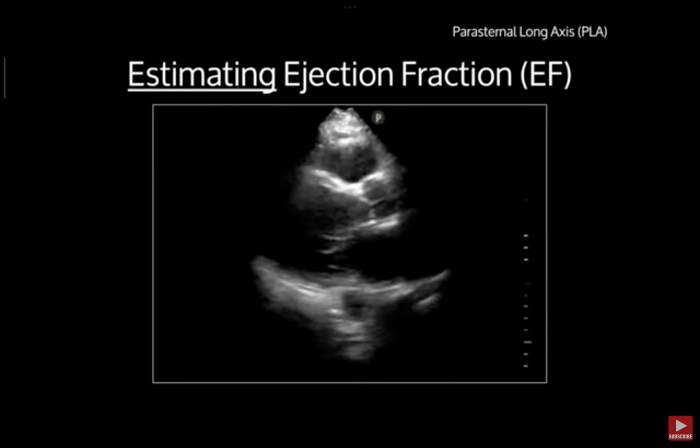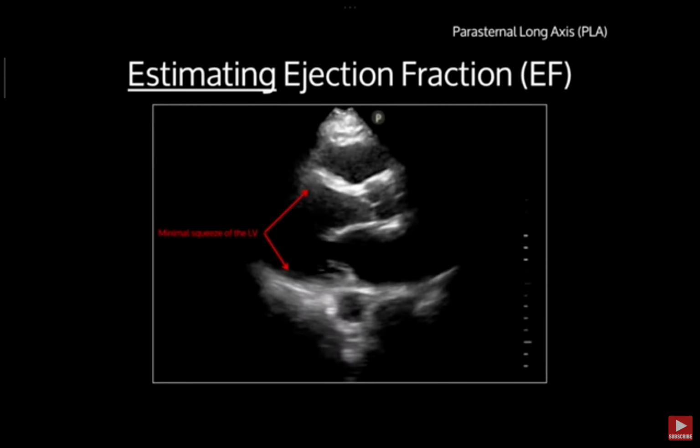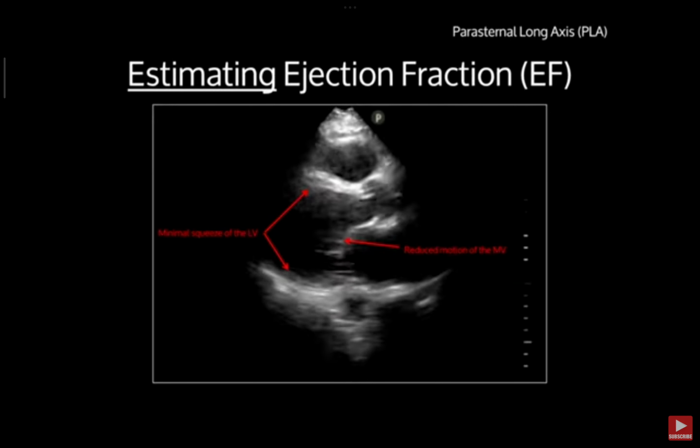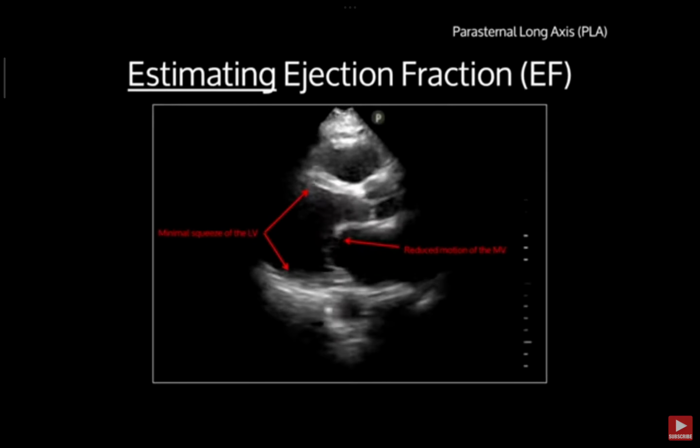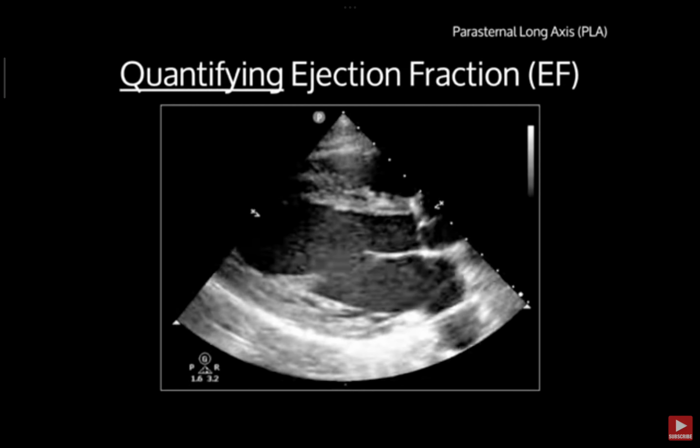In this image, there's very little motion of the mitral valve leaflets and hardly any squeeze of the ventricles at all. This is a sick heart with an ejection fraction of probably less than 30. If you want to quantitatively measure the ejection fraction and not exactly eyeball it, you can do so using EPSS, or E-point septal separation. This is a heart in the parasternal long axis view.